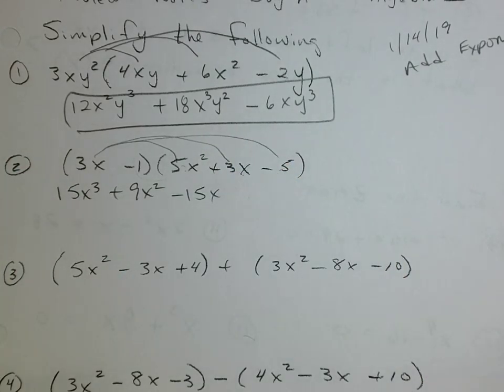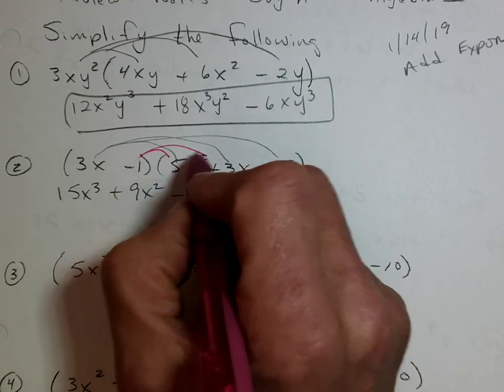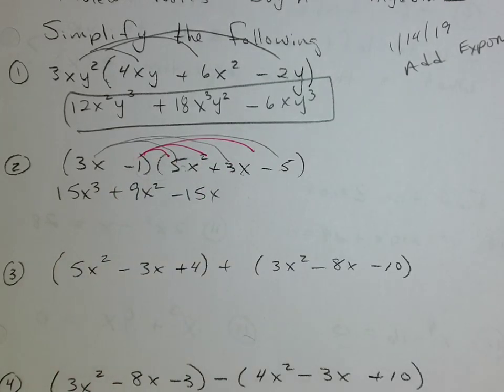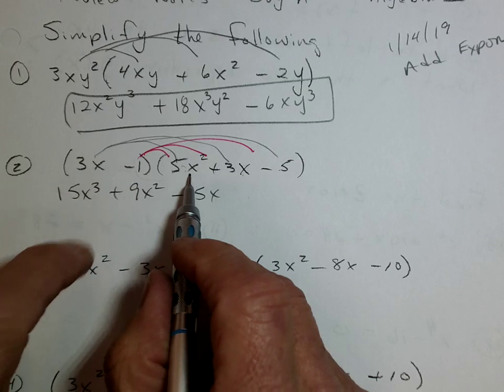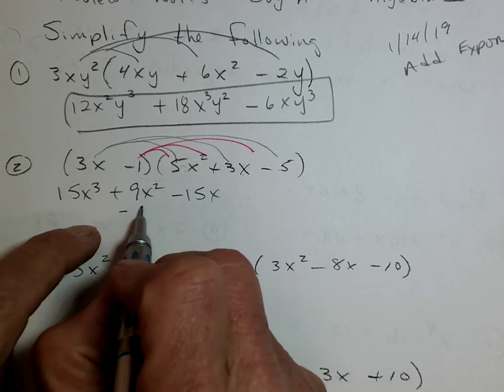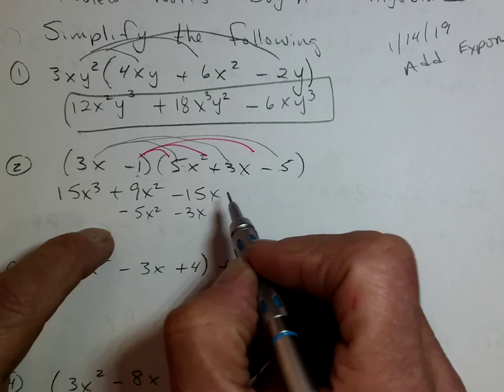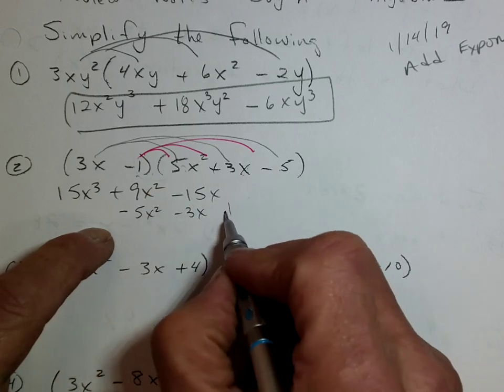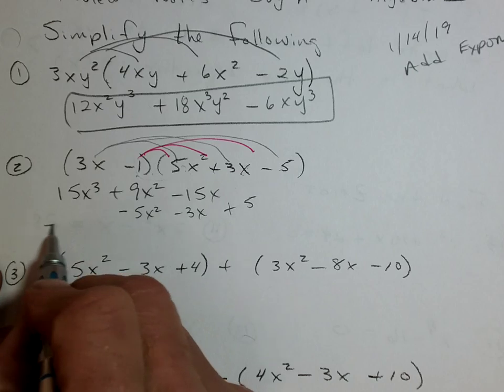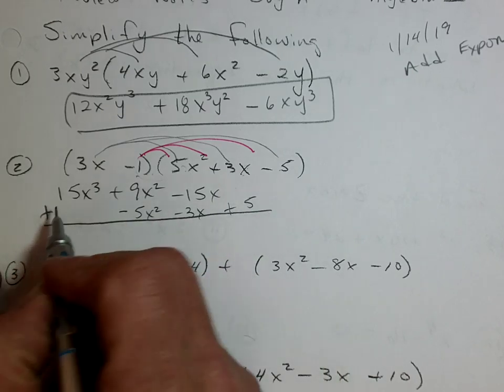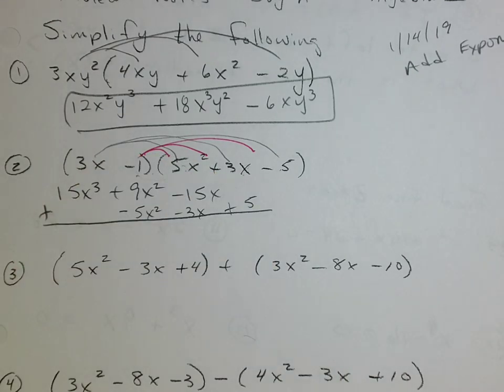Then we'll bring the -1 times these 3 as well. I'll get a -5x squared. I like to line them up, so I'll put it there, -5x squared minus 3x, plus 5. I line them up because when I add them, I've got like terms already together.